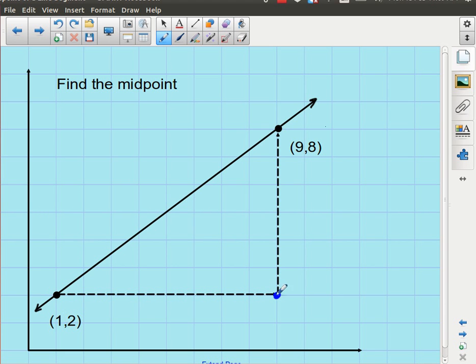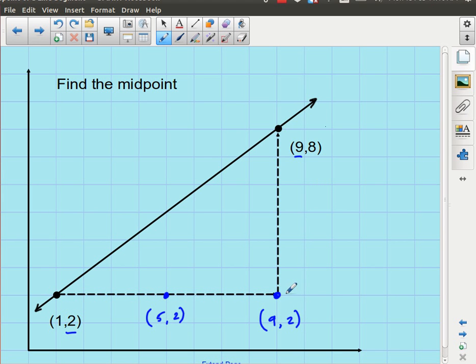So the coordinates of this point would be: the x coordinate is going to be 9, that comes from here, but the y coordinate is equal to 2, which comes from here. But we looked at 1, 2, and 9, 2 before, and we found that the midpoint between 1, 2, and 9, 2 was equal to 1 plus 9 is 10, divided by 2 is 5, 2.